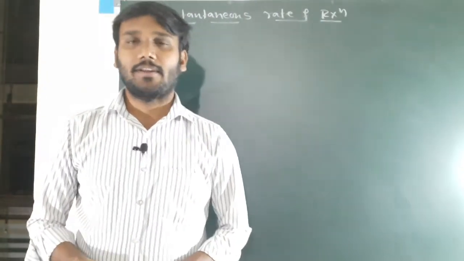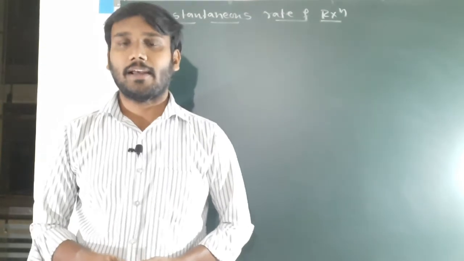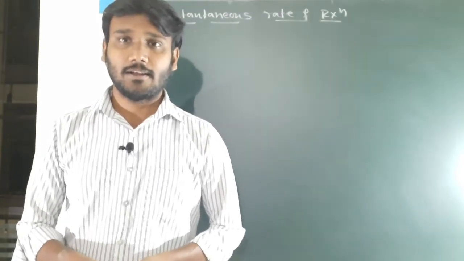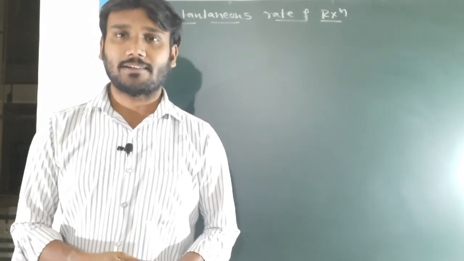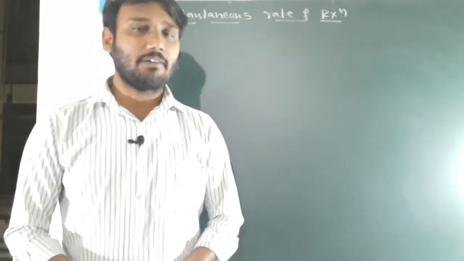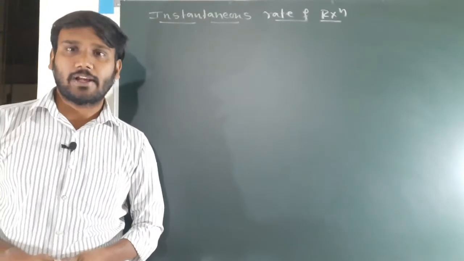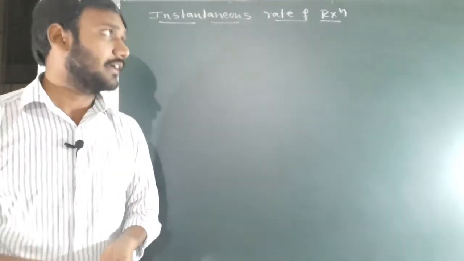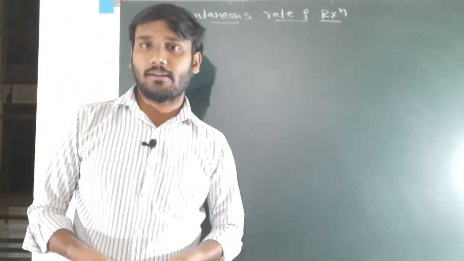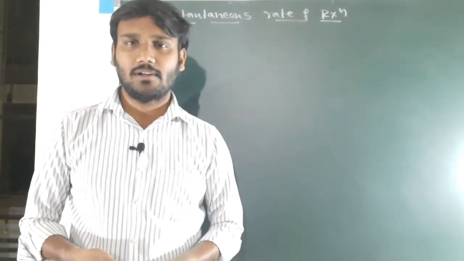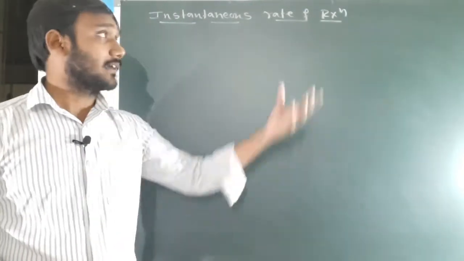In the last session we discussed the types of chemical reactions, and in that the average rate of reaction was completed. So now, after the average rate of reaction, there is one more rate of reaction, that is the instantaneous rate of reaction. What is the meaning of instantaneous rate of reaction, how can you identify it, and how can you express it?